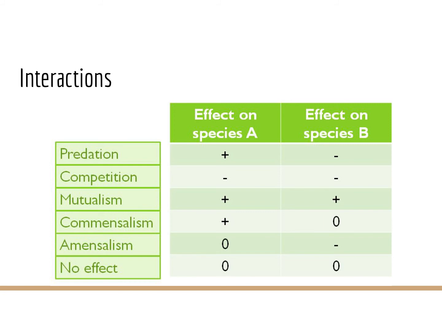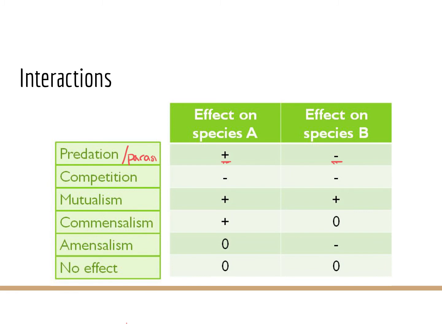So one type of interaction between species is a predator-prey interaction, right? Predator-prey interaction is where the predator is eating the prey. So obviously for the predator, that's going to be a positive thing. For the prey, not so great because it gets eaten, right?